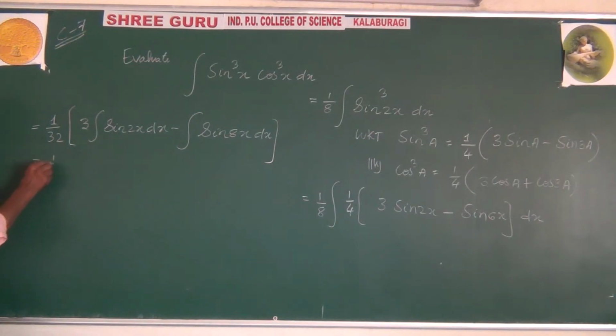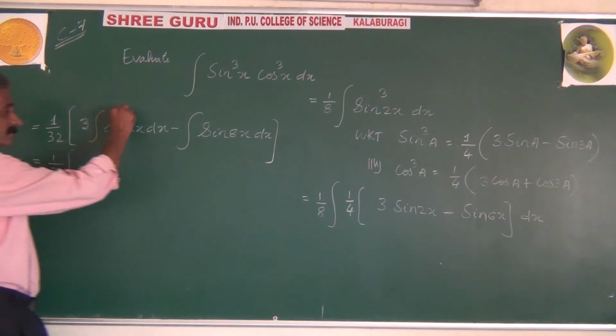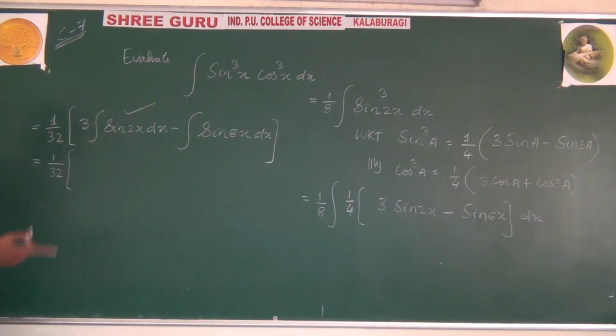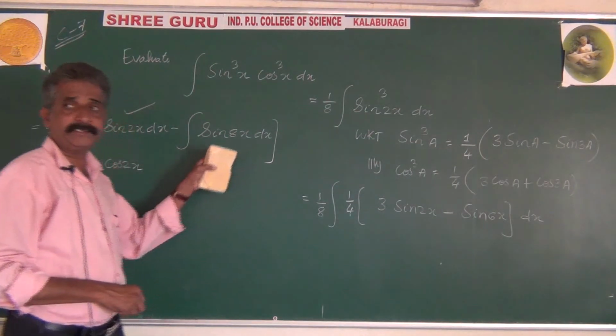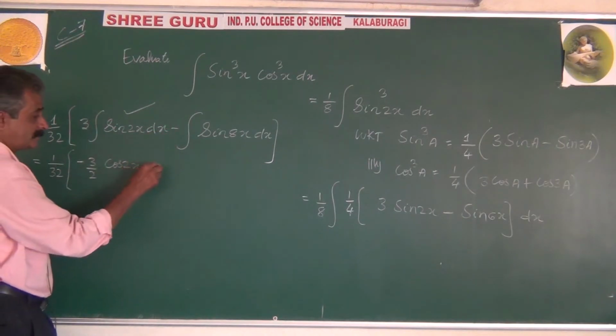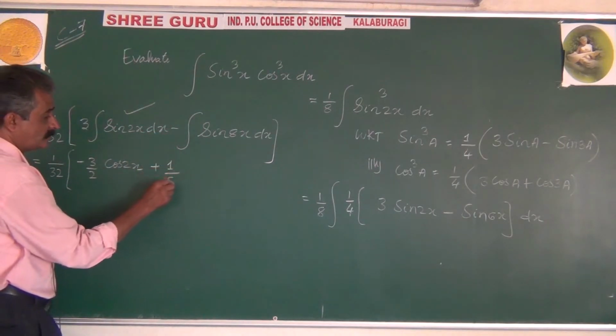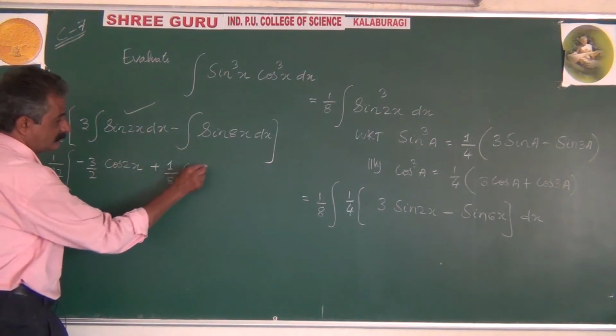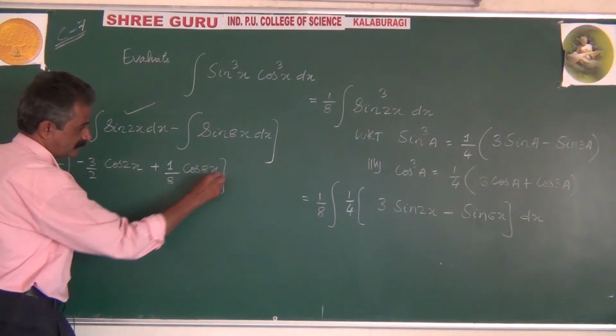So that is equal to 1 divided by 32. Now integration of sin 2x is minus cos 2x by 2, so minus into plus minus 3 by 2 cos 2x. Next, integration of sin 6x is minus cos 6x by 6, minus minus plus 1 by 6 into cos 6x, plus constant.